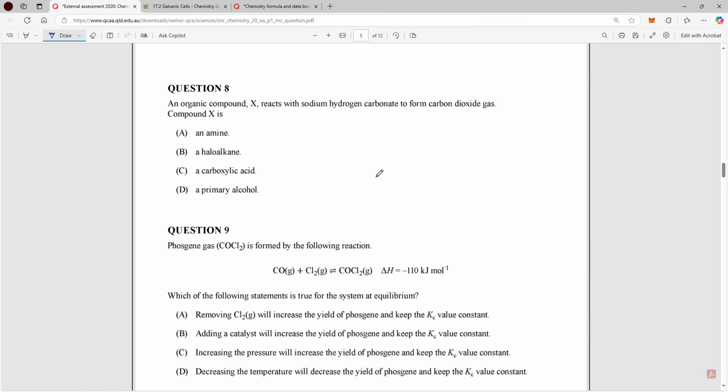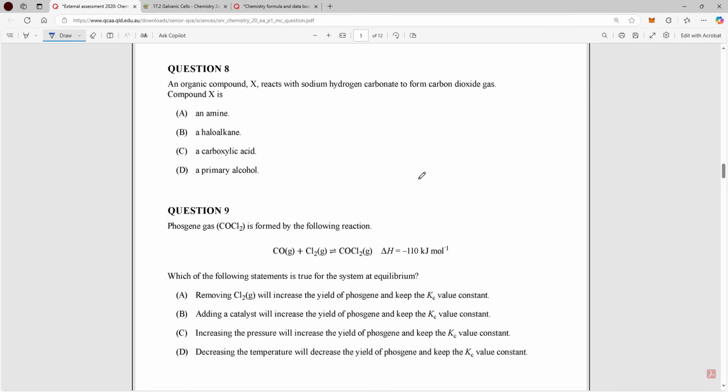Alrighty, question 8. This one was interesting to have a go at, and I actually had to Google the reasons why this works, and I'll explain why, okay? So an organic compound X reacts with sodium hydrogen carbonate to form carbon dioxide gas. The compound X is... Alright, so straight away, this one here, the amine, it can react, but it actually won't produce CO2, okay? This one won't react because it's a proton donor. So straight away, it's not these two, okay?